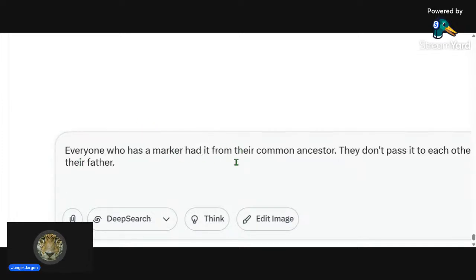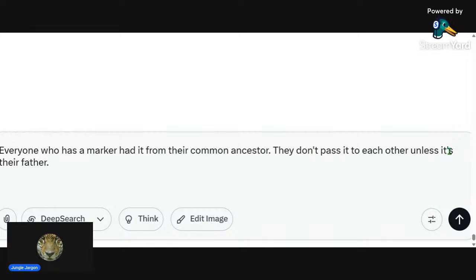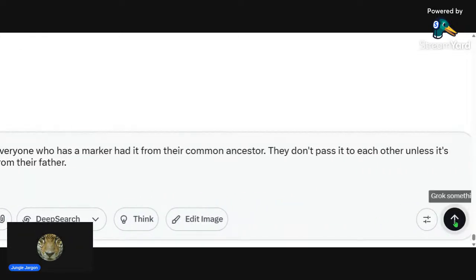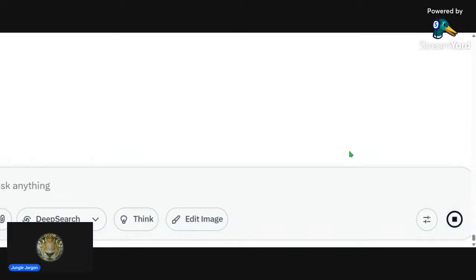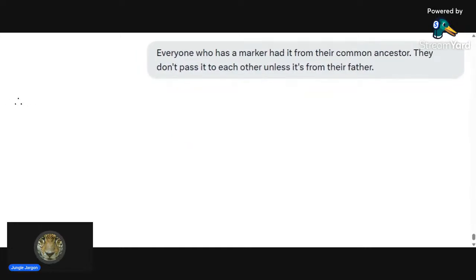Okay. Everyone has a marker, had it from their common ancestor. They don't pass it to each other unless it's from their father. Not working, I guess. Anyways, see if we can figure it out. We'll figure it out eventually.